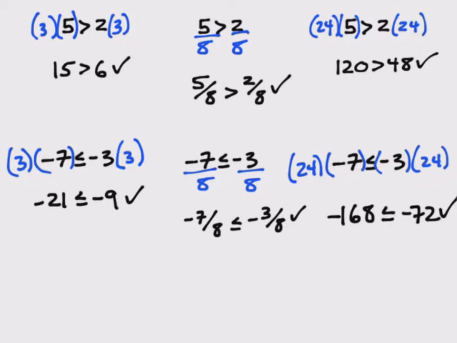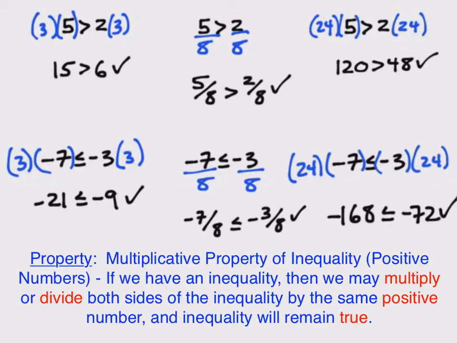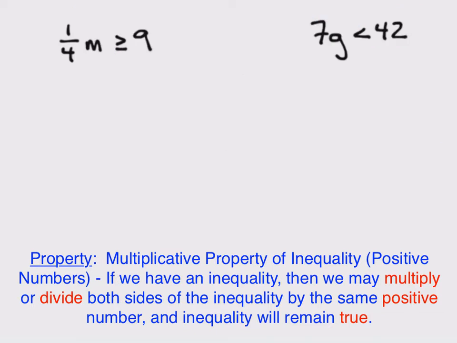Well, in all 6 examples, it appeared that if we multiply or divide both sides of the inequality by a positive number, our inequality remained true. So let's investigate a couple examples. In the first one, 1/4 times m is greater than or equal to 9.